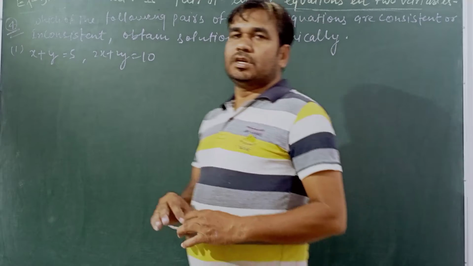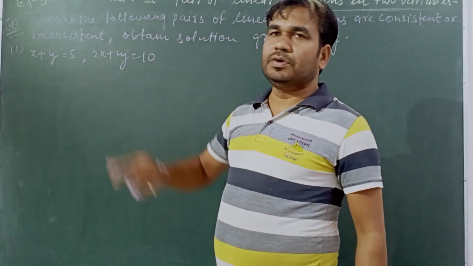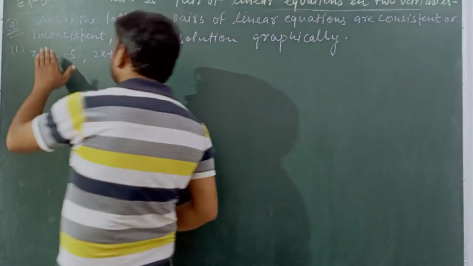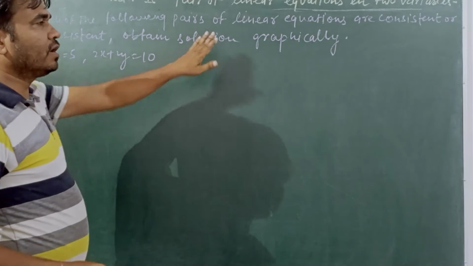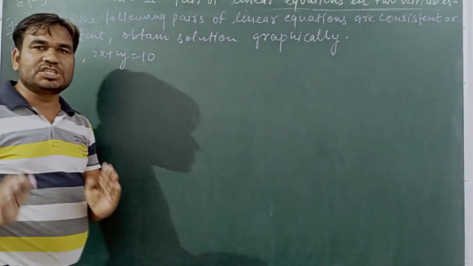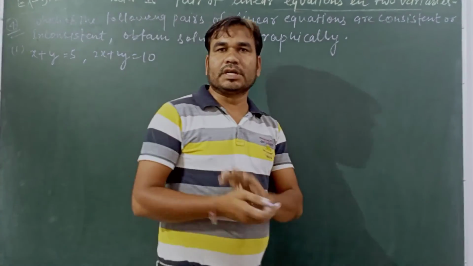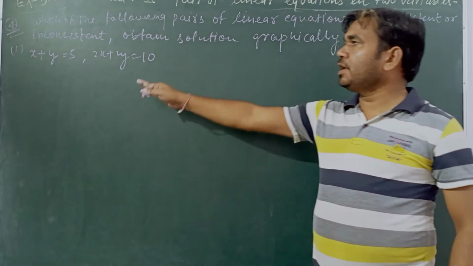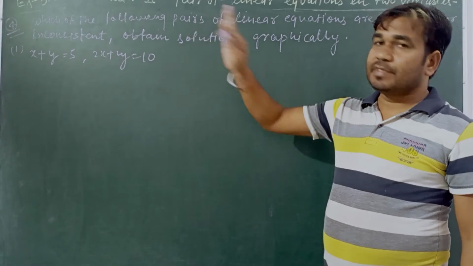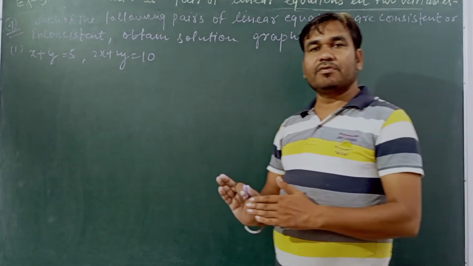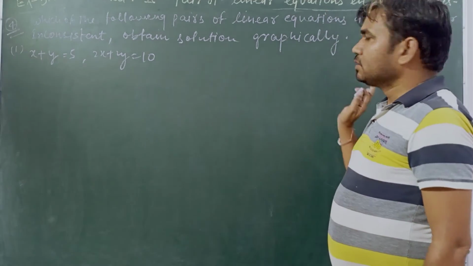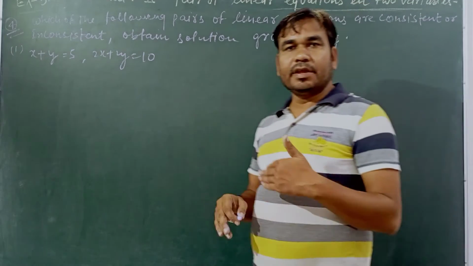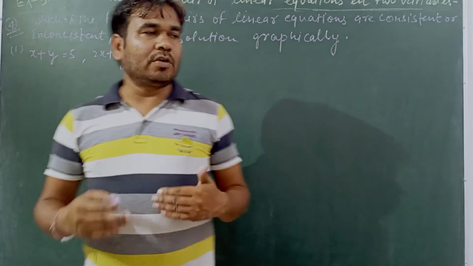Student, let me see question number 4 of Exercise 3.2 here. Question number 4: which of the following pairs of linear equations are consistent or inconsistent? If the pair of linear equations is consistent, you have to solve graphically.